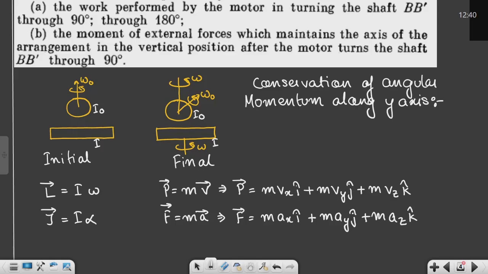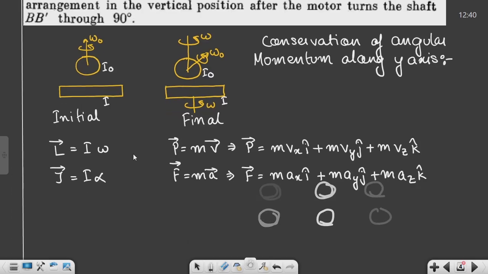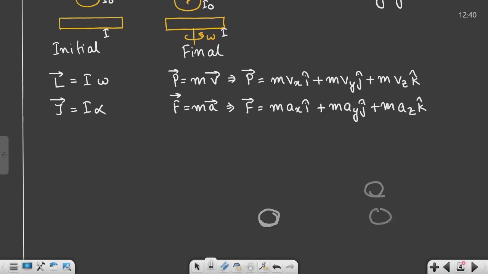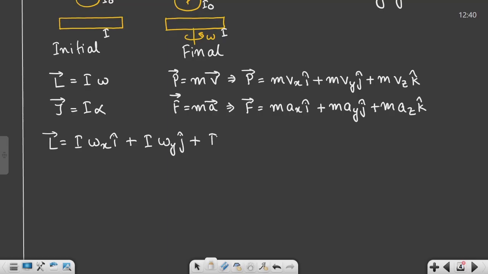One thing you must notice out here is that it doesn't matter what the mass is. Mass in the x component is the same as mass in the y component is the same as mass in the z component. But in rotational motion, whenever you try to do that, it creates a problem. If I try to write the same formula for rotational motion, angular momentum is equal to I into the component of angular velocity in the x direction plus I into the component of angular velocity in the y direction plus I into the component of angular velocity in the z direction. And torque is equal to I alpha x i plus I alpha y j plus I alpha z k.